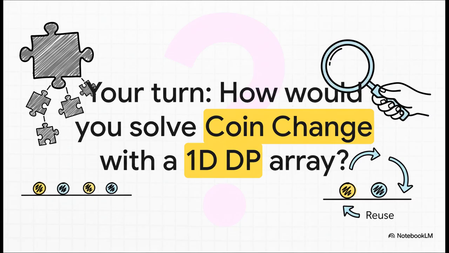So I'll leave you with a challenge to really take what you've learned today and run with it. How would you use these same ideas, maybe with just a simple 1D array, to solve the coin change problem? Find the minimum number of coins to make a certain amount. Give it a shot. That's how you really start to master the stuff.